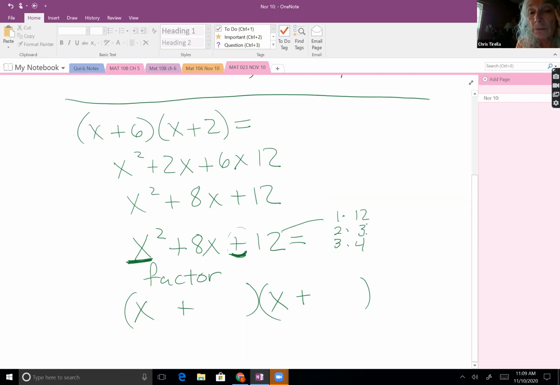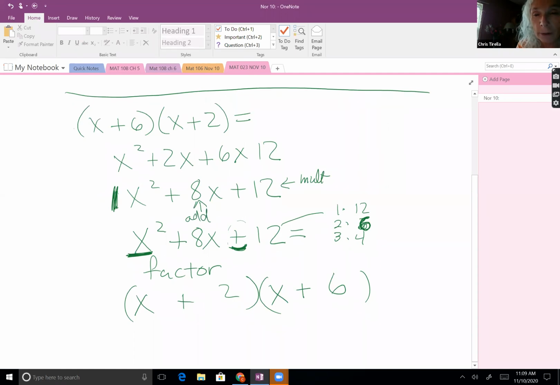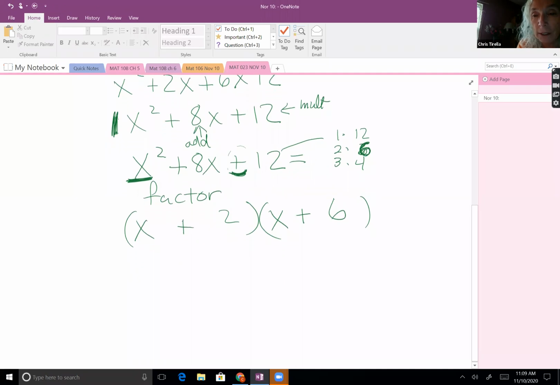And I said 2 times 6, and I didn't write it, I apologize. And we said, okay, which of those numbers would add to 8? And the 2 and 6 gave it to me, because we had said that if I had 1x squared, I'm looking for numbers that multiply to the constant and add to the middle. And I think we all were able to wrap our minds around that, yes?